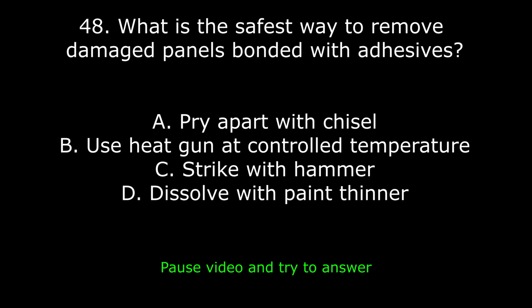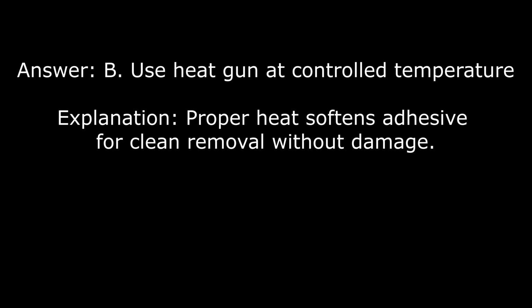48. What is the safest way to remove damaged panels bonded with adhesives? A. Pry apart with chisel. B. Use heat gun at controlled temperature. C. Strike with hammer. D. Dissolve with paint thinner. The answer is B. Use heat gun at controlled temperature. Explanation: proper heat softens adhesive for clean removal without damage.